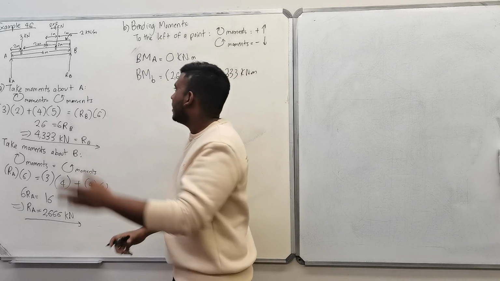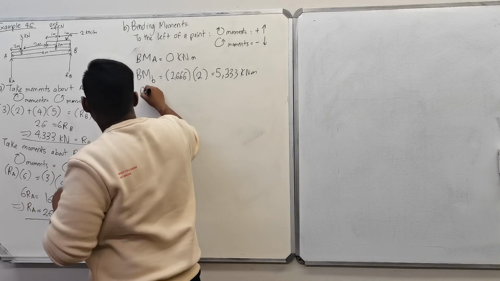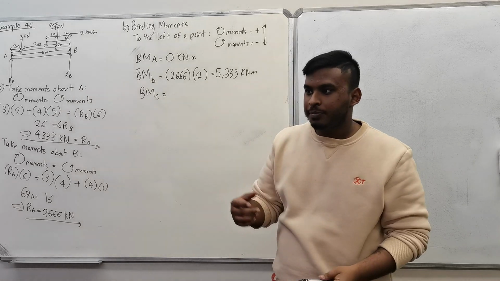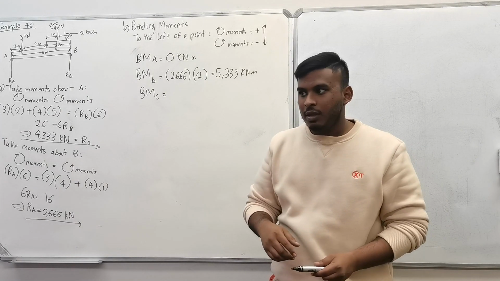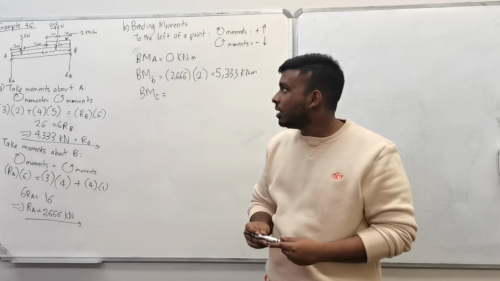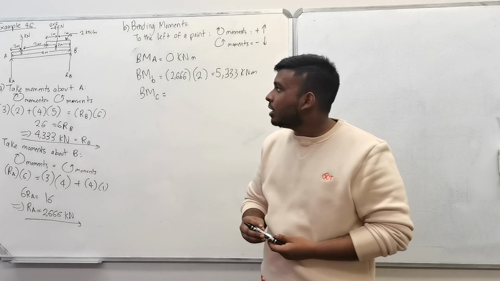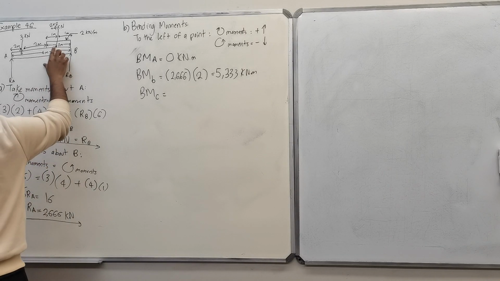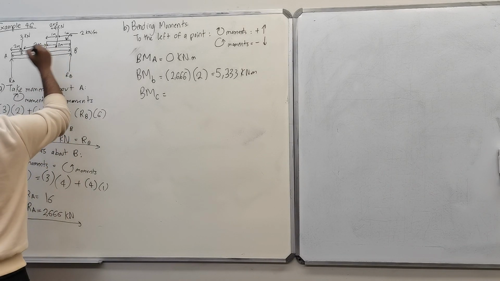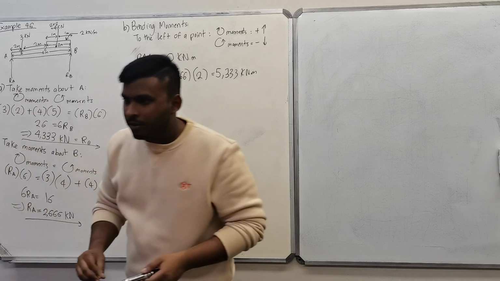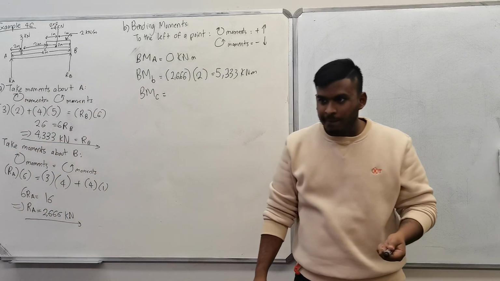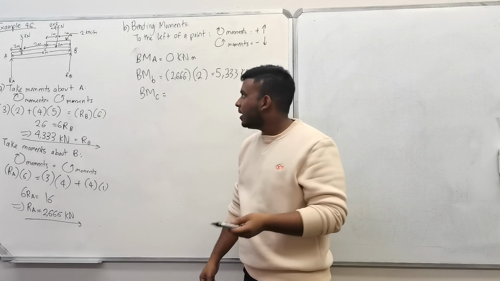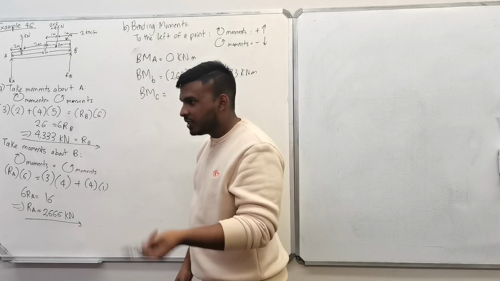Then you look at your bending moment at small letter C, which would be equal to what? C is 4 meters from A. No, it's from B. I drew C at the wrong place. Sorry, C is here. So where C is? C is 4 meters from A.